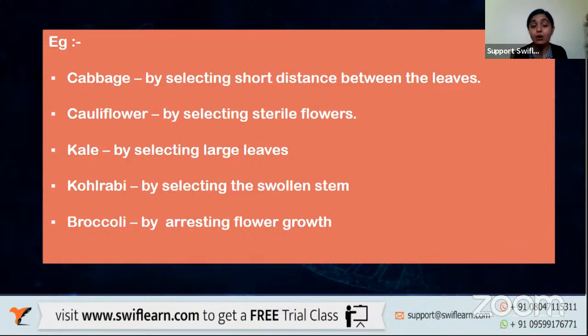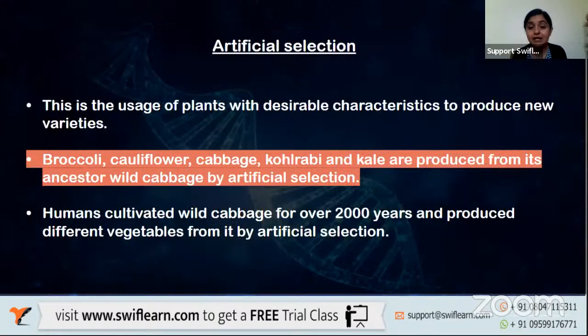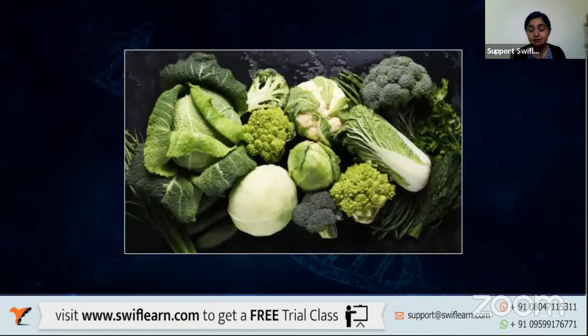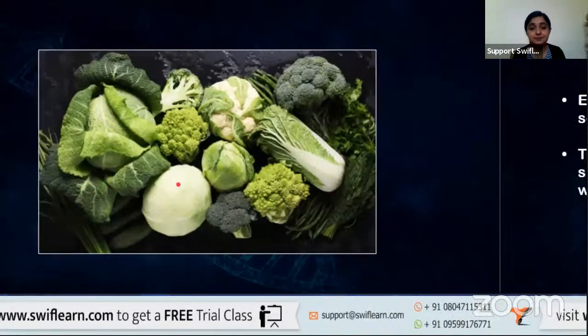So this is how, using artificial selection from one wild cabbage over the past 2000 years, multiple kinds of new species were created. You can look at the different kinds of species right here. There's a cauliflower, there's a broccoli, there's kale, and there's everything here.